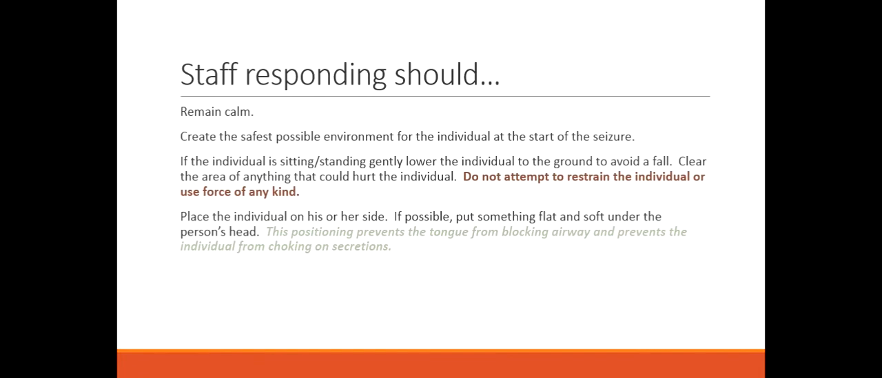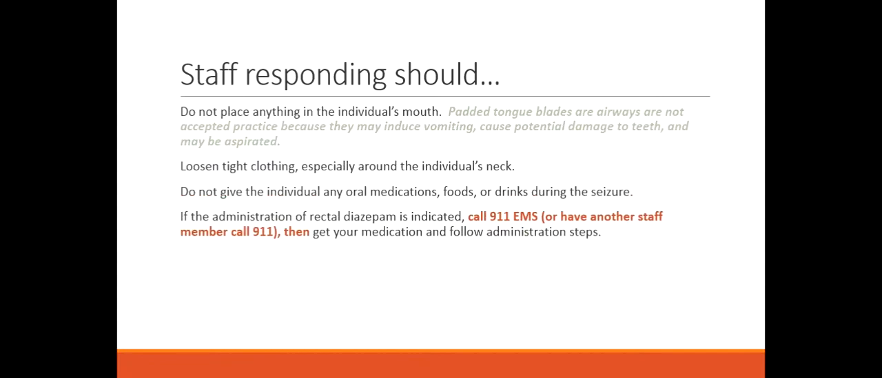Do not attempt to restrain the individual or use force of any kind. Place the individual on his or her side. If possible, put something flat and soft under the person's head. This positioning prevents the tongue from blocking the airway and prevents the individual from choking on secretions. Do not place anything in the individual's mouth. Padded tongue blades or airways are not accepted because they may induce vomiting, cause potential damage to teeth, and may be aspirated. Loosen tight clothing, especially around the individual's neck.